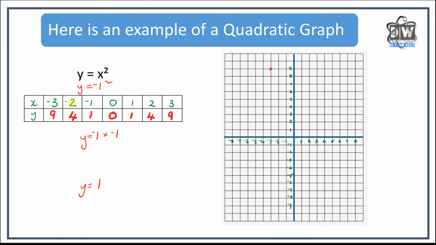The next one is minus 2, 4. So we're going to plot that there. Then we've got minus 1, 1. We'll plot that there. Then we've got 0, 0, the origin we call that. And that is there. 1 and 1. Here we go, and you can see that we're now going up in this beautiful parabola. The same way it came down is the same way it goes up.